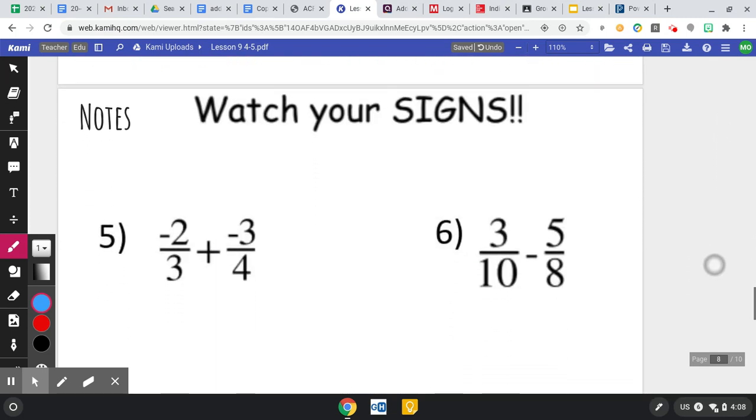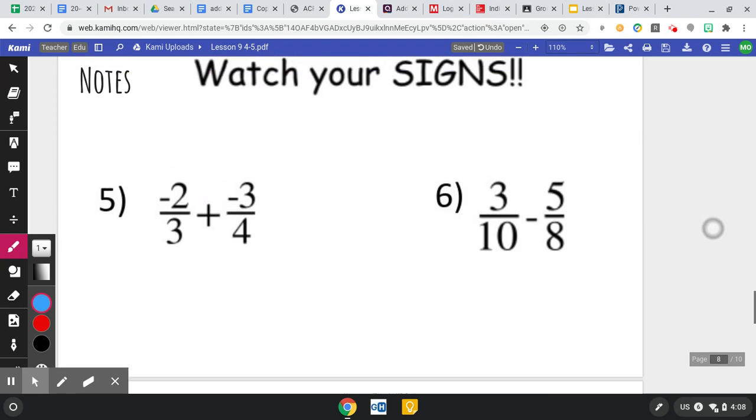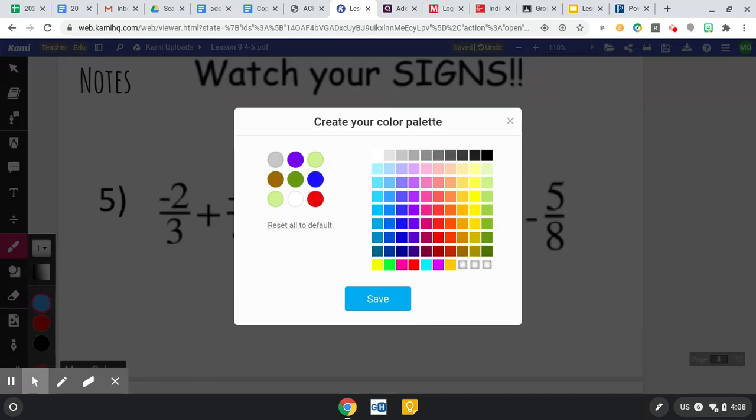But now we're going to do some without common denominators, and we're going to have to make sure we pay attention if they are same signs or different signs. Okay, so there's going to be a lot of changing going on with some of our stuff.